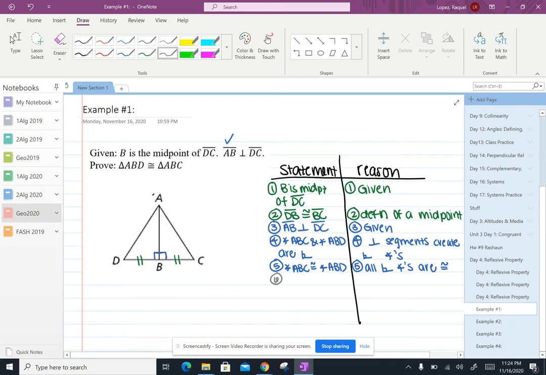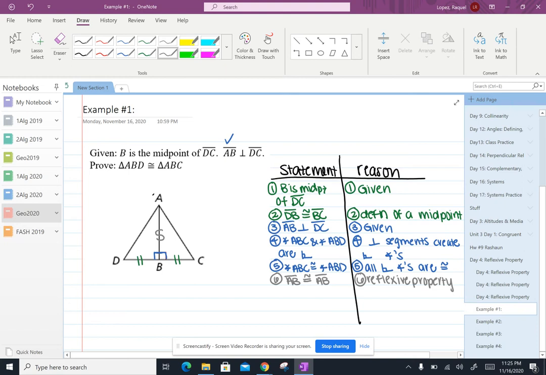Okay, and so then our next step would be to say, I'm going to switch colors here. Let's do 6. So step 6, well, if I'm trying to prove the triangles are congruent, if I say that AB is congruent to itself, I can use the shortcut of side, angle, side. So let's go ahead and do that. Let's say AB is congruent to AB. And the reason for that would be the reflexive property.